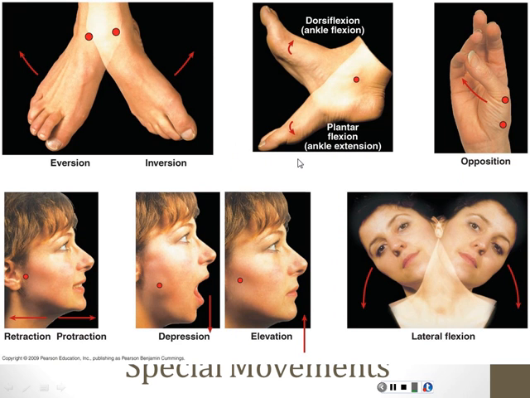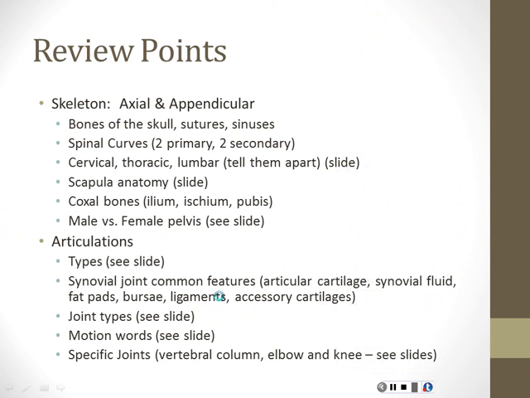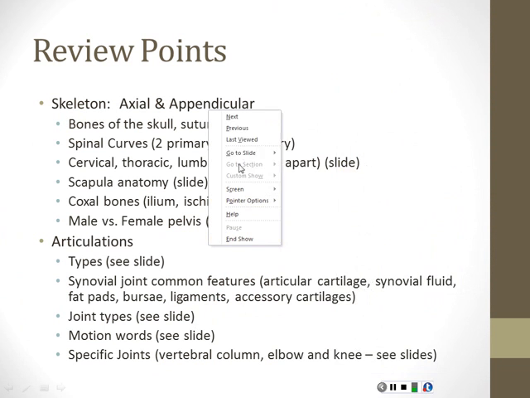All right. And then the special movements, which I'm not going to go over again, but certain areas of the body get special words, like the foot with its dorsiflexion and plantar flexion. And then I suppose the jaw, depression and elevation are key ones. So when you chew, you elevate and depress repeatedly to mash the food up. All right. Motion words. Okay, and then some specific joints.